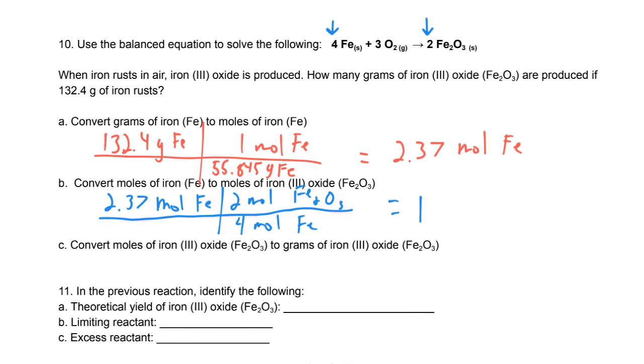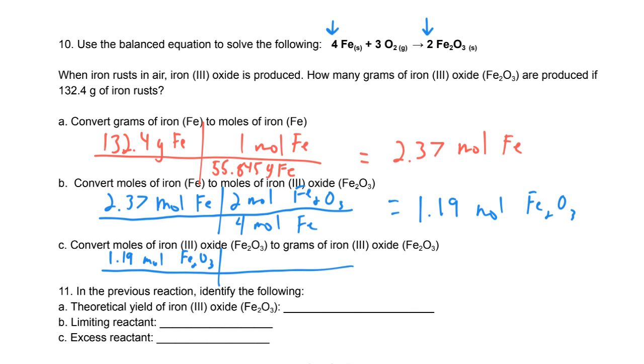and I get 1.19 moles of Fe2O3, and then convert moles of that to grams of that. So 1.19 moles of Fe2O3 is how many grams? I need to multiply by its molar mass.